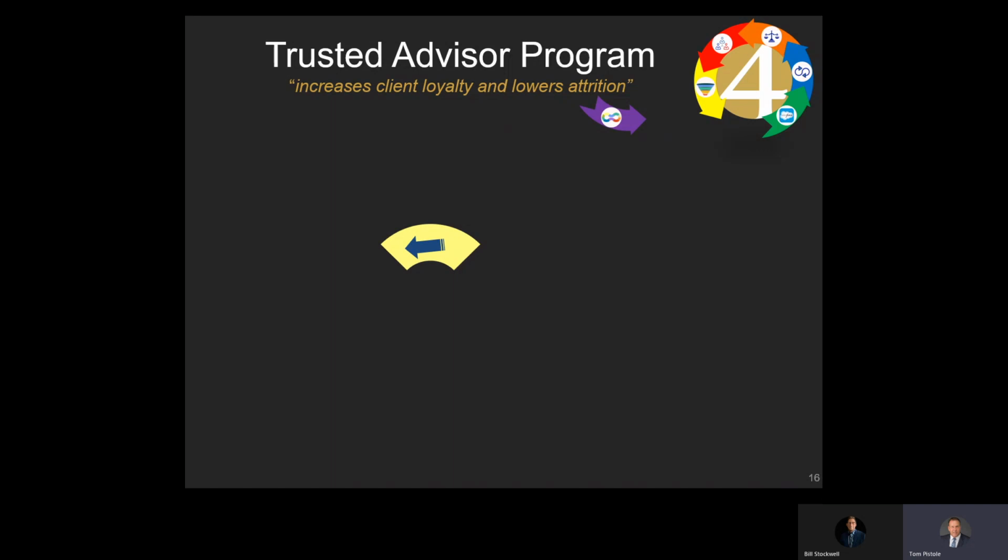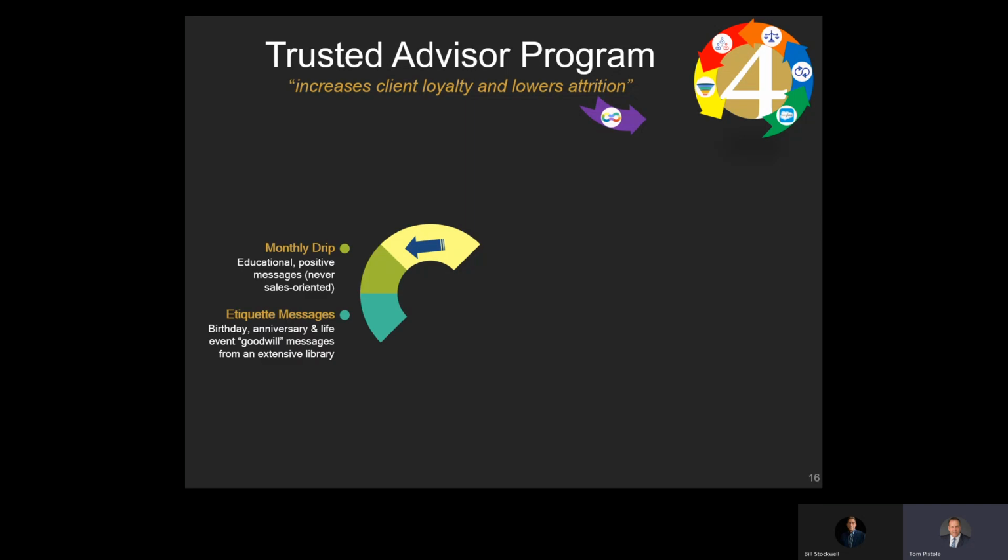Okay, I'd like to transition just a little bit. Obviously, that front end piece is very important towards helping drive advisor engagement with clients and prospects. Now, once you have clients and prospects come into your program, into your system, it's important that you continue to develop name recognition and branding, keep your name in front of them. And so one of the ways that we help you do that is through our Trusted Advisor program, specifically engaging our monthly drip. This is a very different type of messaging.